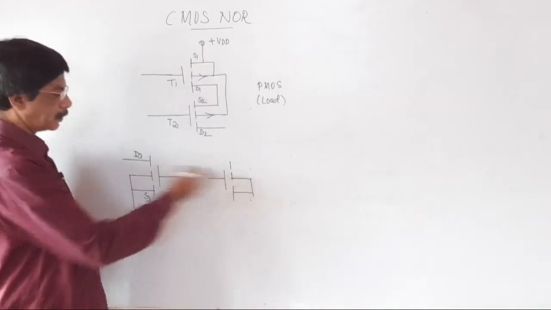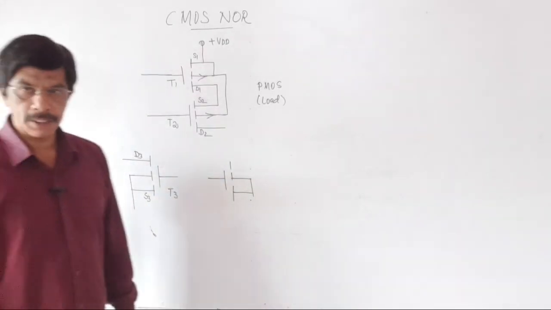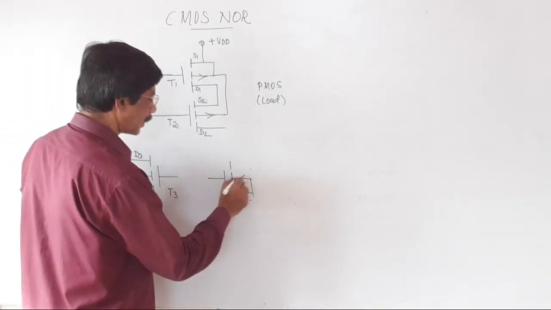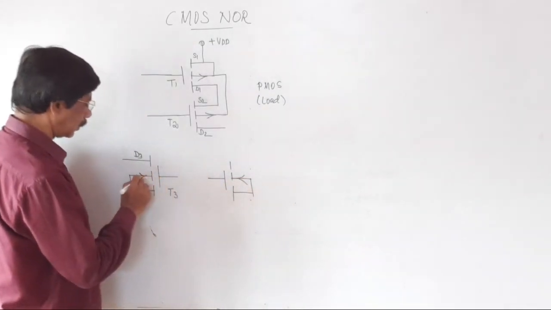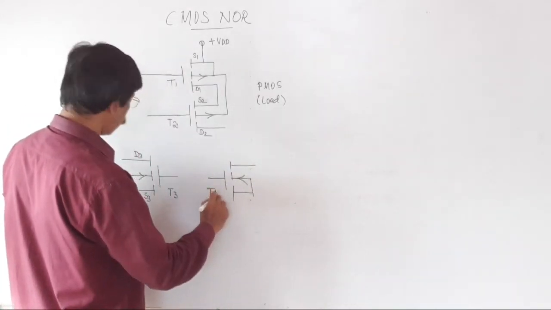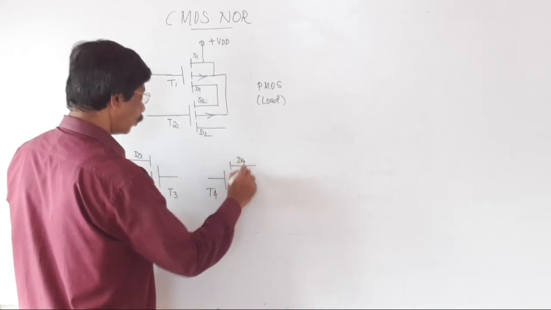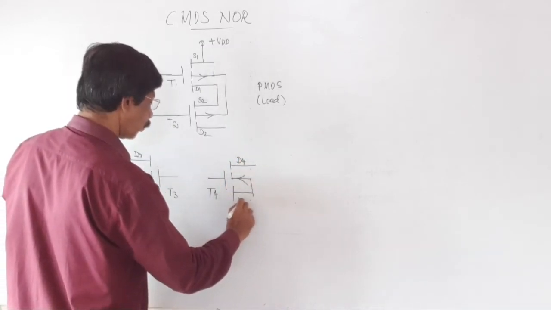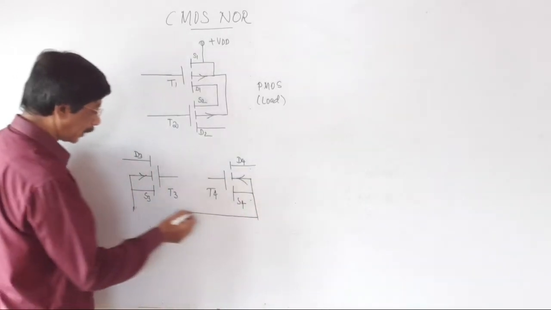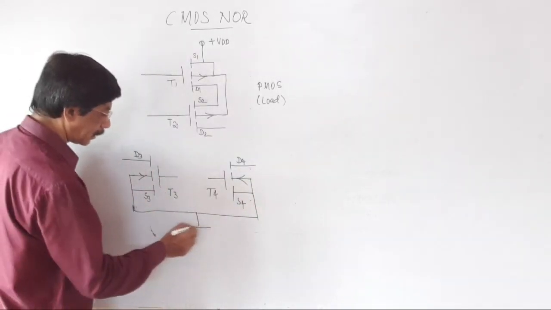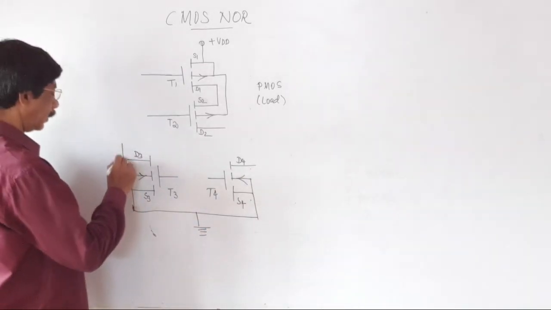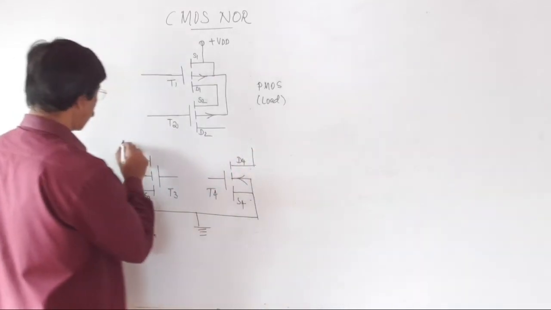Since these 2 transistors are NMOS, in the case of NMOS, the arrow is moving towards the gate terminal, in this substrate terminal, towards the gate terminal. This is a drain terminal, this is transistor T4, this terminal is drain 4, this is the source 4. The source 4 and the source 3 both are interconnected. This interconnection is given to the ground. Now the drain 3 and the drain 4 both are interconnected.